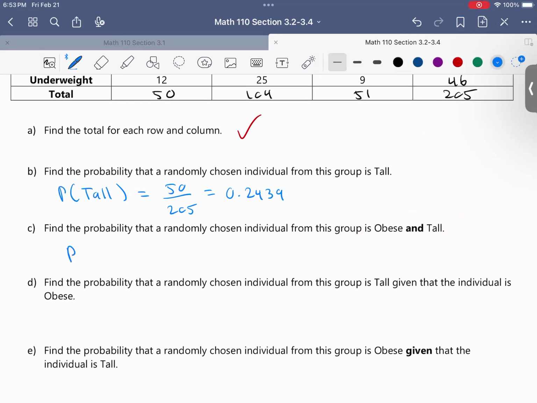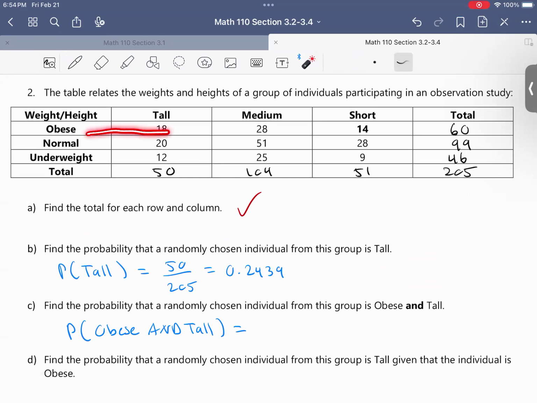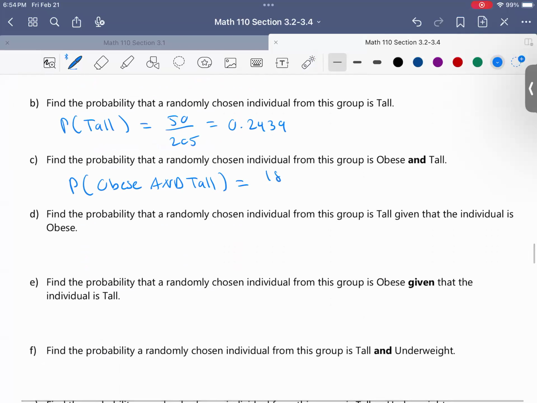Okay, let's keep moving. So find the probability that a randomly chosen individual from the group is obese and tall. So what I want to write here is probability obese and tall. So I want to find the intersection of obese and tall. So we're going to the obese row. I'm going to the tall column. And where are my lines intersecting at? That's intersecting at 18. So we're going to have 18 over 205. And that ends up being 0.0878, 4 decimal places.